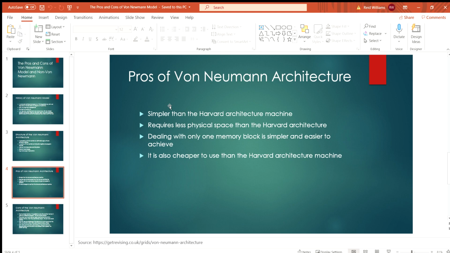You don't need to pull in a full Harvard architecture. You can just implement a von Neumann. And it's also cheaper than the Harvard architecture, which comes with the same benefits discussed above. It's cheaper, it's smaller, it's quicker to implement. It's a great down and dirty implementation.